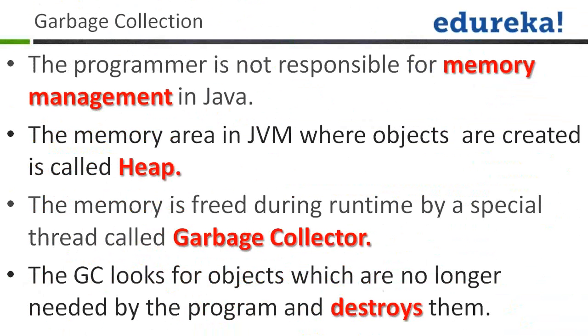Now we come to garbage collection. The programmer is not responsible for memory management in Java first of all. The memory area in JVM where objects are created is called heap. Now the operating system provides some part of the memory to the JVM, that it says you do some task, this is your memory where you can perform your operations. Now that memory location is called heap. The memory is freed during the runtime by a special thread called garbage collector. Garbage collector, the other name for it is the daemon thread. Why? Because it frees the memory, it destroys the objects which are no longer used.